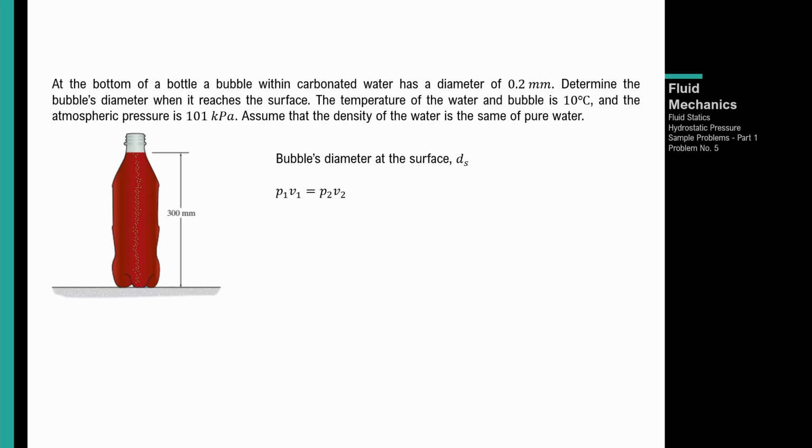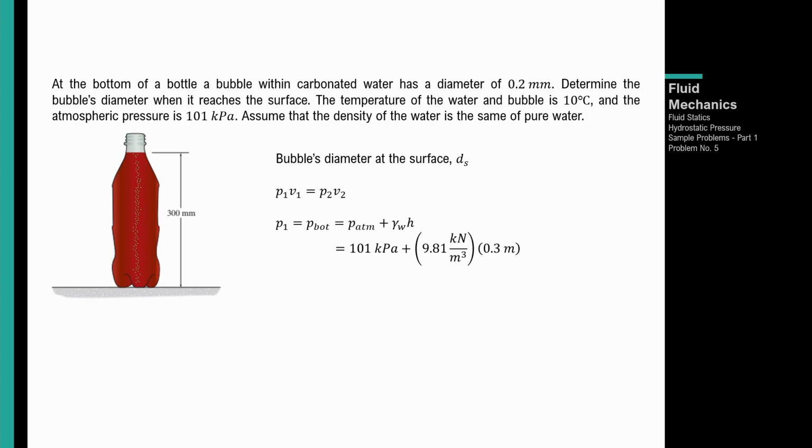Since it is isothermal, the same temperature, based on the ideal gas laws, this is the formula we can use. So P1 V1 is equal to P2 times V2. So P1, the initial pressure, is the pressure at the bottom, which is equal to atmospheric pressure plus the gauge pressure, the unit weight of the carbonated water times the height or depth from the surface.